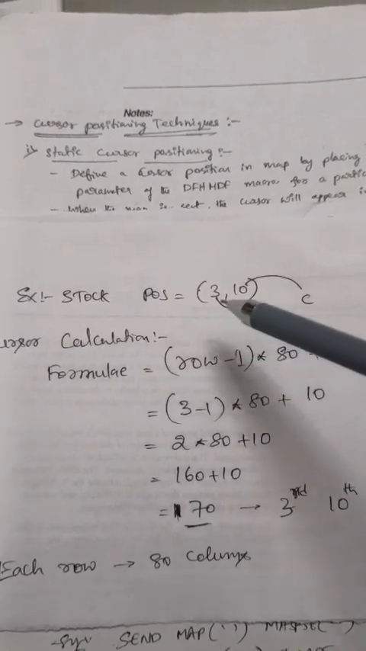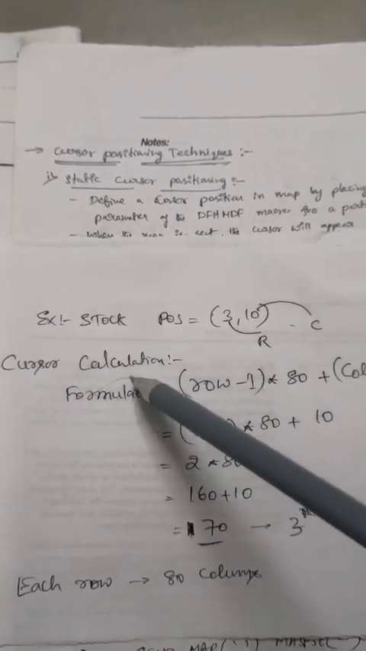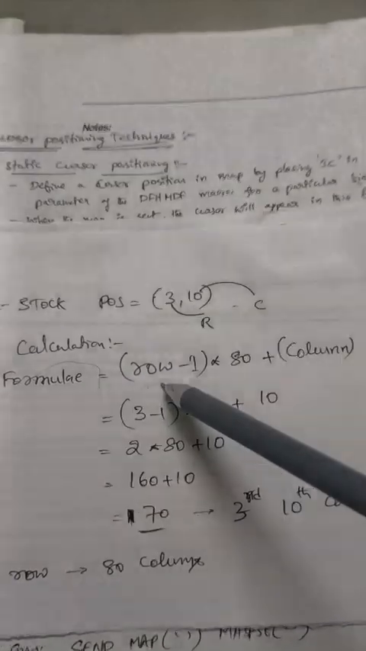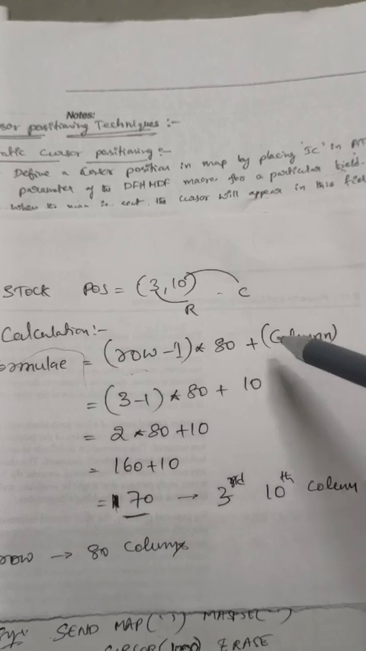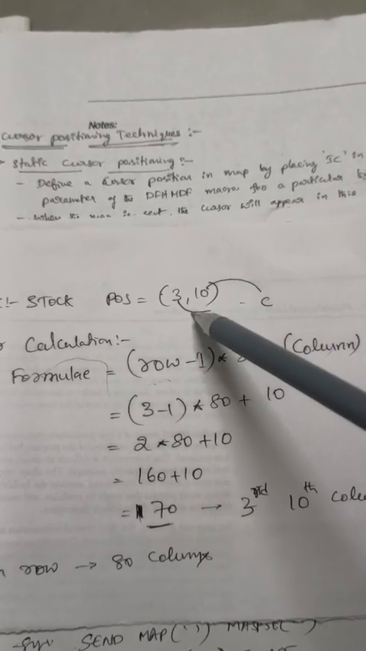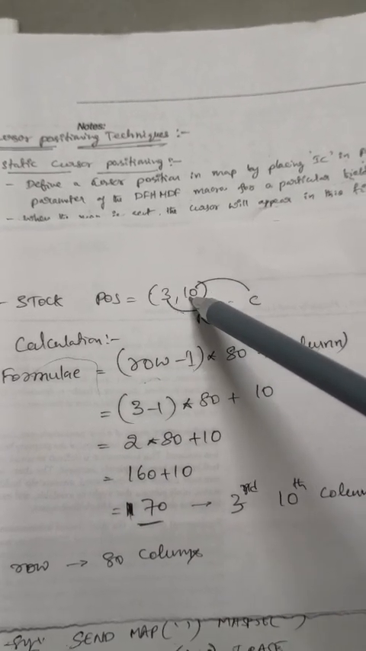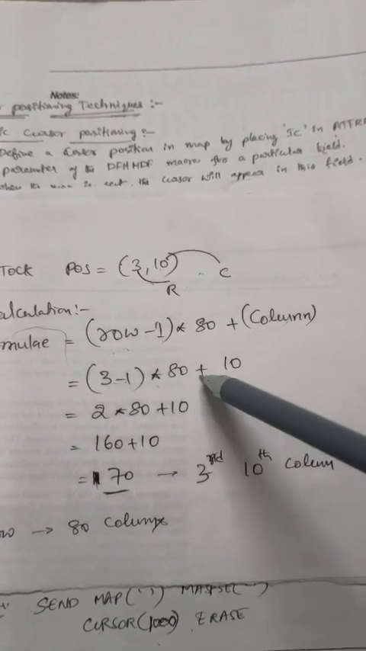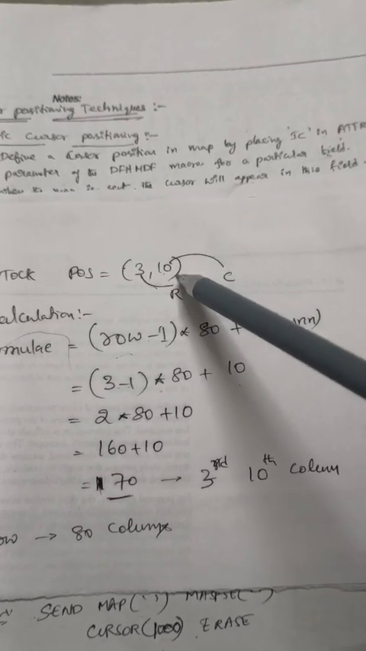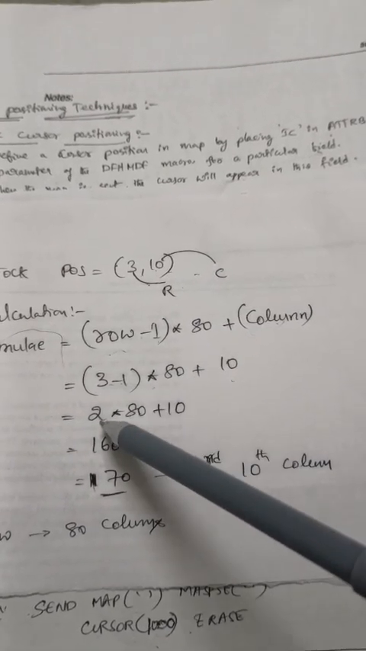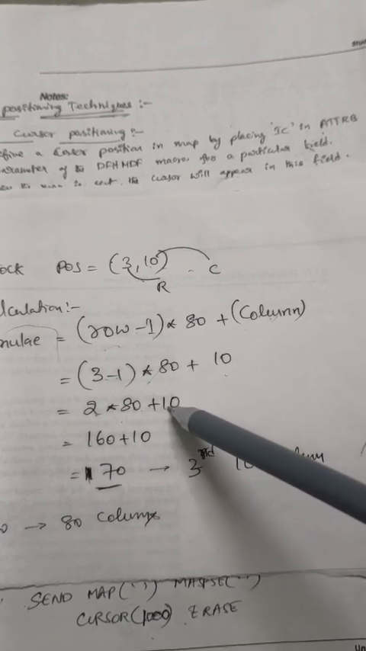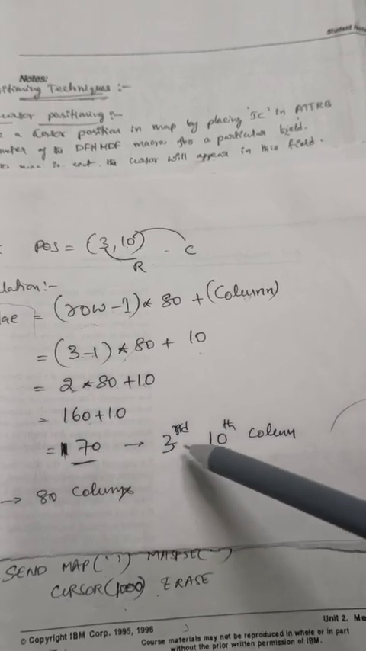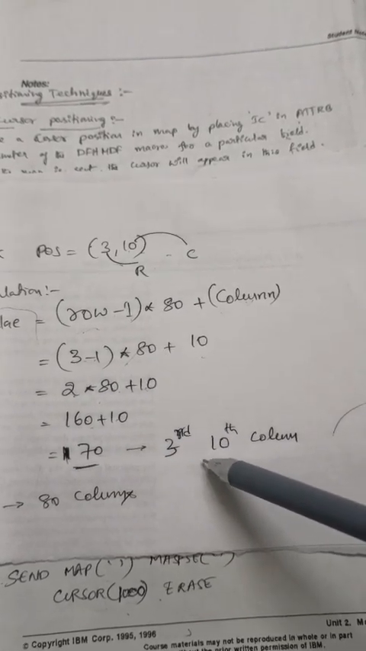This is the formula for the stock position. I have mentioned 3,10. To calculate the cursor value to mention in the cursor field, the formula is (row number - 1) * 80 + column. In 3,10, the 3 is the row number and 10 is the column number. Use the same values in the formula: (3 - 1) * 80 + 10. That is 2 * 80 = 160, plus 10 means 170, which goes to the third row, 10th column.